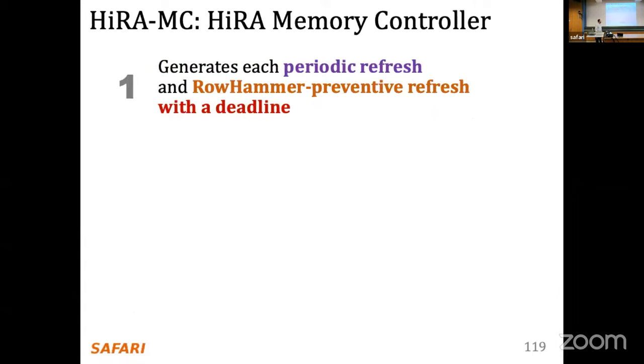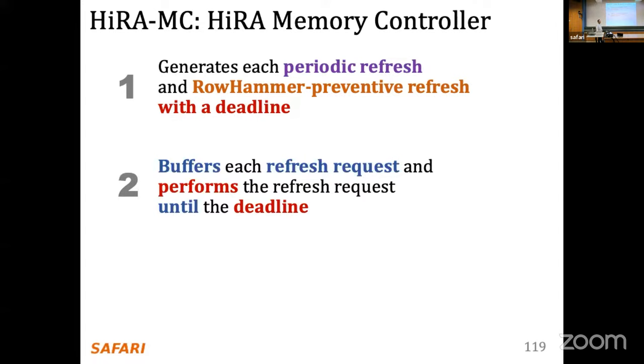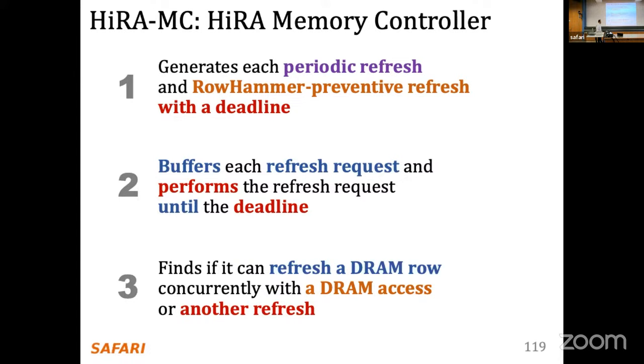So the HERA memory controller implements the necessary components to generate each periodic refresh and RowHammer preventive refresh with a deadline. It buffers each refresh request and holds it until the deadline. And it finds if it can refresh a DRAM row concurrently with a DRAM access or another refresh. So it first tries parallelizing a refresh operation with a DRAM access. If it cannot do that, it tries parallelizing the refresh of a DRAM row with another refresh operation. If that is also not possible, then it just goes ahead and refreshes the DRAM row when the deadline comes.